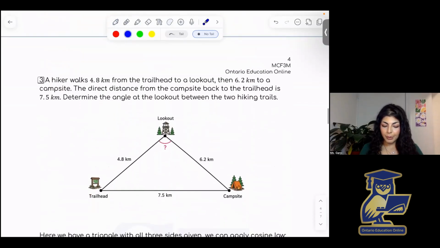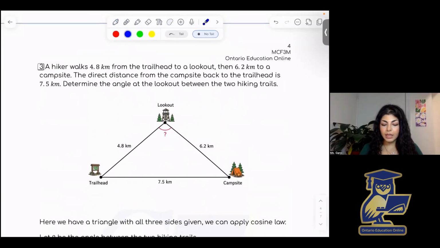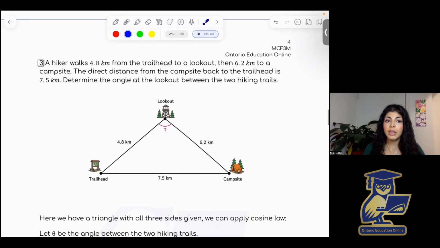Now, in this next example, a hiker walks 4.8 kilometers from the trailhead to a lookout. So, with word problems, start drawing your diagram as you're reading the problem and start filling in all that information that you have. So, here I know I have a trailhead and a lookout. So, here's my trailhead, here's my lookout, and we know that the distance between these is 4.8 kilometers.